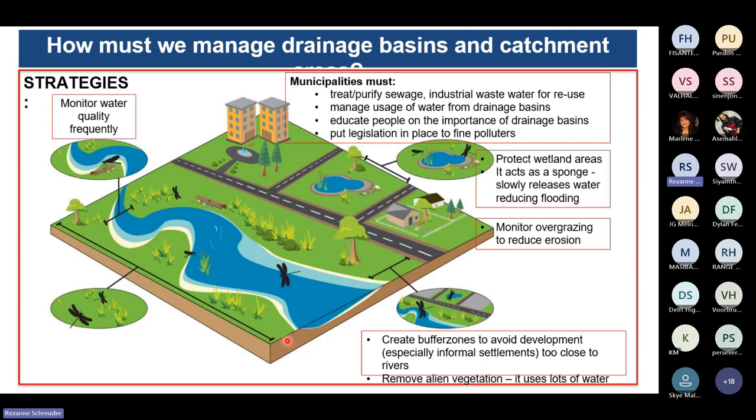Then removing alien vegetation. So alien vegetation, just like aliens, ET, that comes with his bicycle from space. Alien vegetation is vegetation that is not supposed to be in the area. It's vegetation that needs a lot of water to grow. So we remove the vegetation as it absorbs water, and we're trying to reduce the impact of the alien vegetation on our drainage basins and catchment areas. Then we would like to encourage the growth of vegetation as it improves the infiltration that reduces flooding.